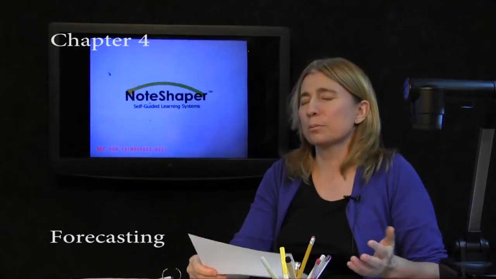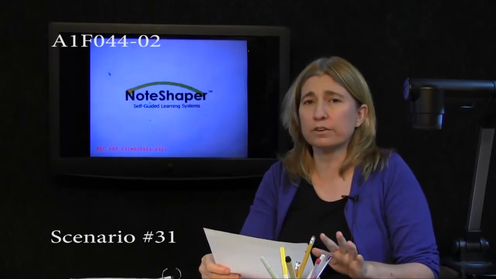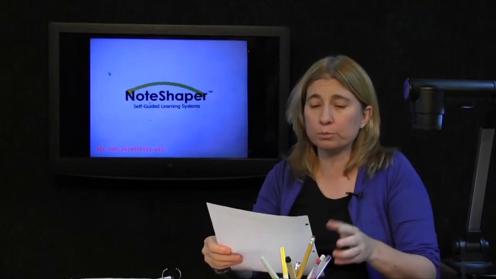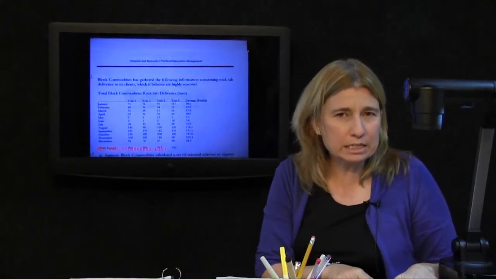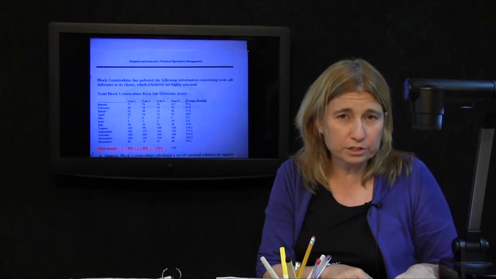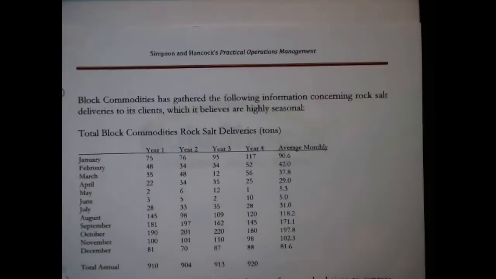In the Block Commodities scenario, it looks like we have all the information that we need in order to calculate a set of seasonal relatives, one for each month of Block Commodities' year. But in the interest of conserving energy, do we necessarily need to calculate all of the seasonal relatives? Now, let me show you what I mean.